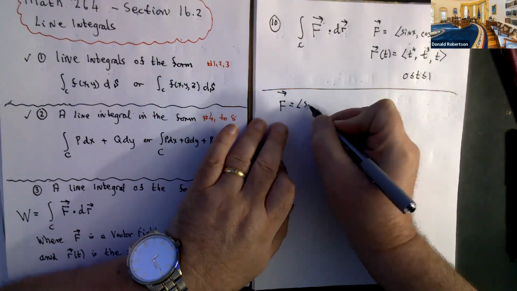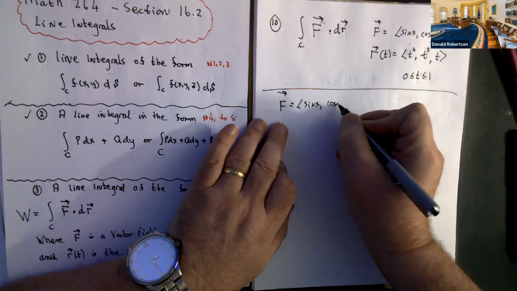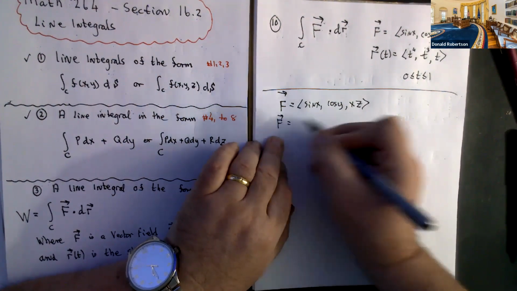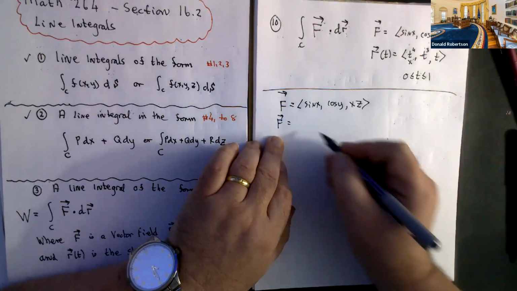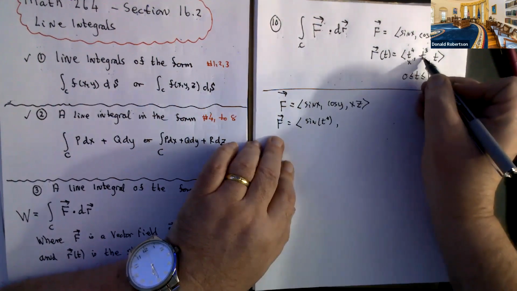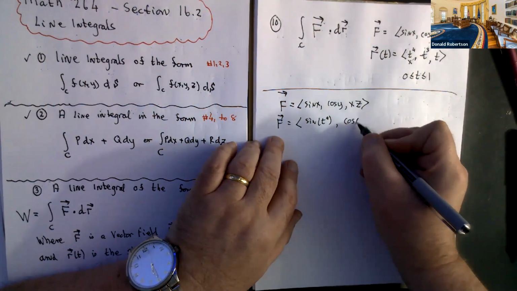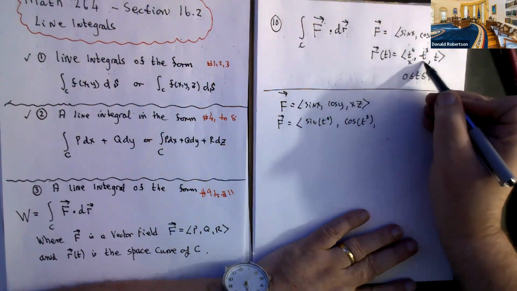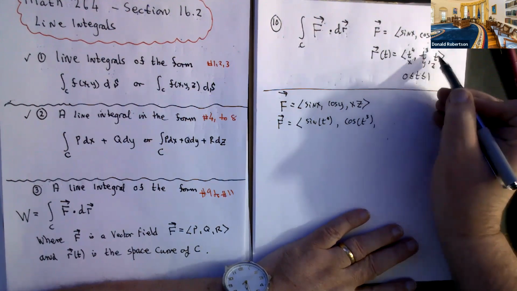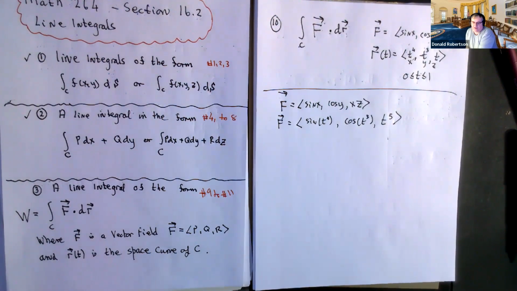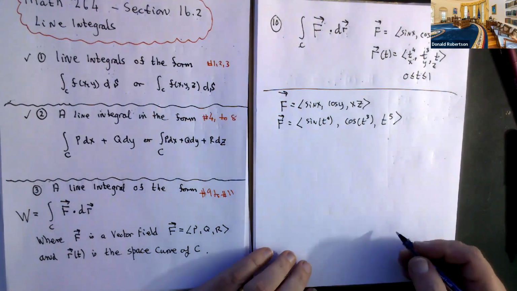F is equal to sine x, cosine y, xz. x is going to get replaced by this, so it's the sine of t to the 4. Cosine of y is going to get replaced by this, so it's going to be the cosine of negative t cubed. And xz is going to be replaced by x times this, so that times that, I believe, is t to the 5. And now we have the vector field in terms of t.